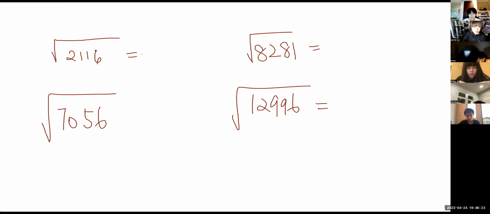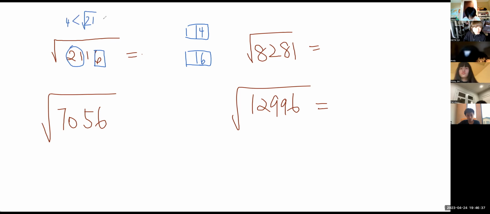Very good. Okay, since the last digit is 6, it's either something 4 or something 6 that will be the right answer. Then I check the 21, because the square root of 21 is bigger than 4 and smaller than 5. So it's 44 or 46. Then I check 4 times 5 equals 20. So 21 is bigger than 20, so I go with the bigger one. So the first one, the answer is 46.